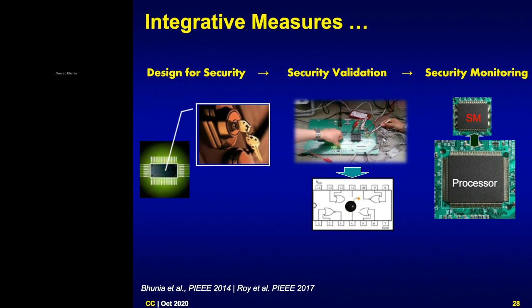In summary, if you really want to make IoT secure, and I'm just focusing on hardware here, you need to come up with an integrative solution. The idea here is that if you just make the chip secure, that's not enough. You have to make the chip, the PCB, the firmware, the software, everything secure. That's number one. Number two is that even for making each of these components secure, you need to combine design solutions with security validation solutions with runtime monitoring solutions. Only then can you have a secure and trustworthy Internet of Things. So with that, I'll stop here and we'll see if you have any questions.